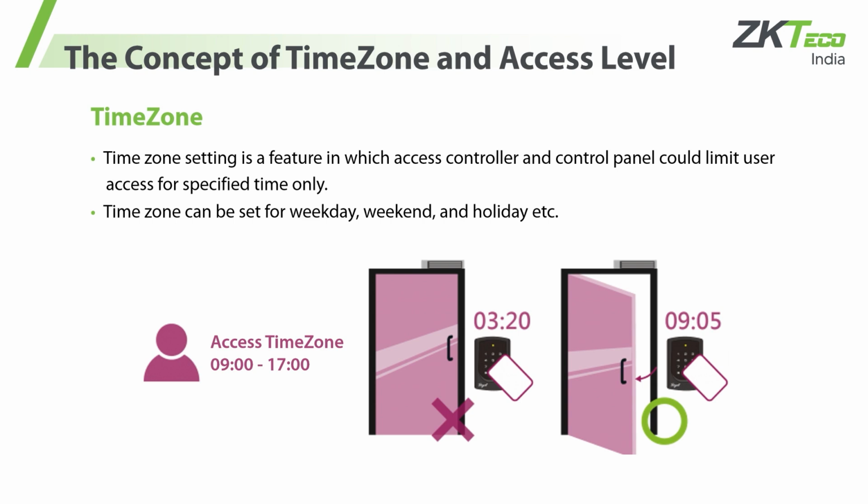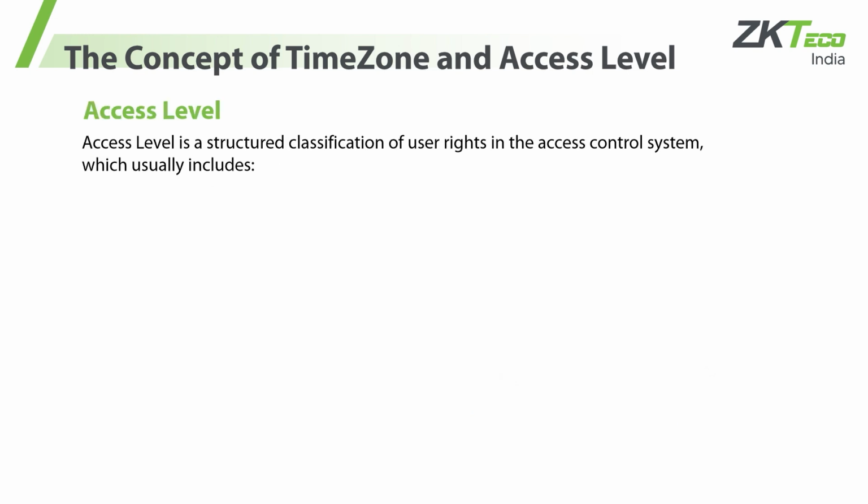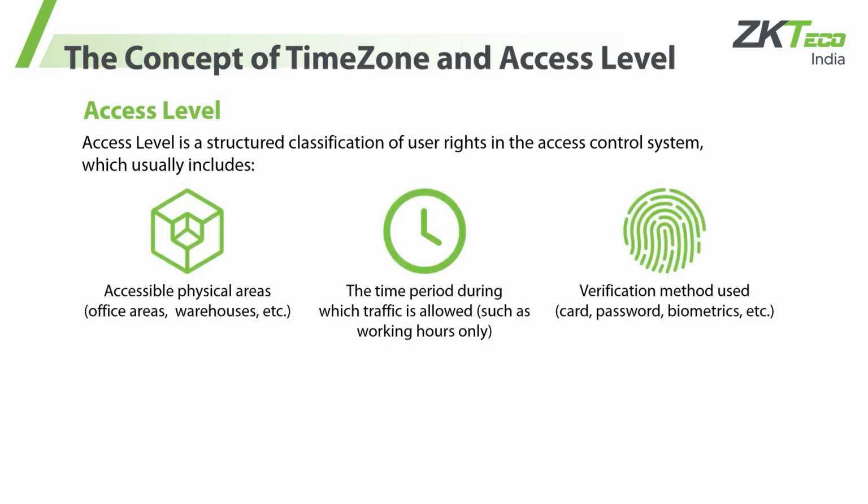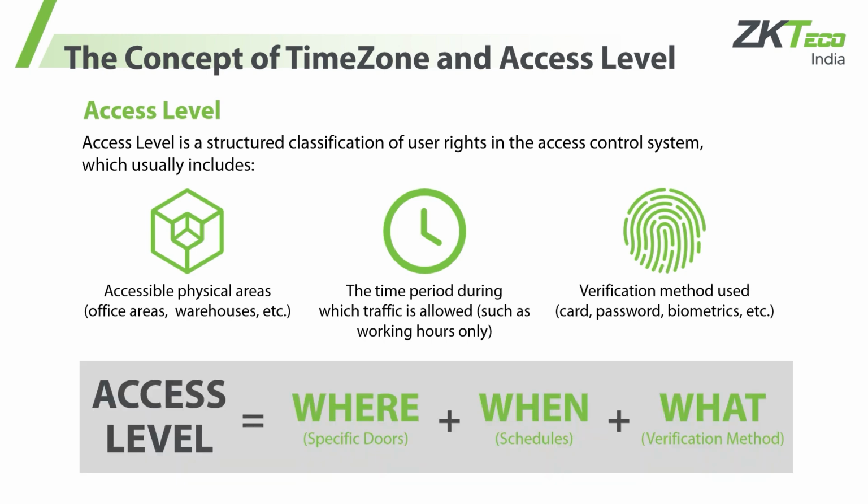However, when employees swipe their cards to enter the office at 9:05, success can be recognized because it is within the authority time zone. Access level refers to the structured classification of user permissions in an access control system, typically including accessible physical areas, for example, office zones, server rooms, warehouses. Permitted time periods integrated with the time zone feature, such as restricted to working hours. Authentication methods, for example, card swiping, passwords, biometric verification. Permission priorities or constraints, for example, temporary access, emergency override permissions. In summary, access control is equal to where plus when plus what.